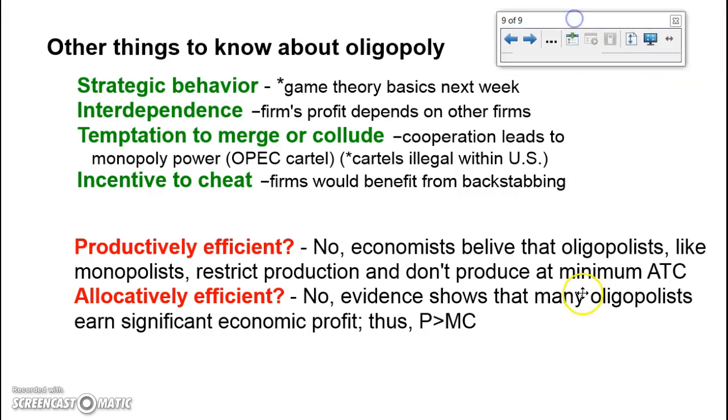Oligopolists, we also believe, are not productively efficient because they would restrict production in order to increase their own profits, and they don't produce at minimum ATC. They're also not allocatively efficient, and we know that because most oligopolists actually do earn significant economic profit. So price is greater than marginal cost.